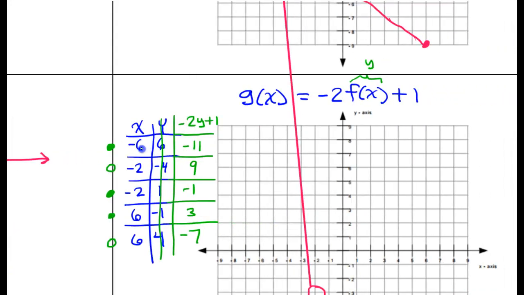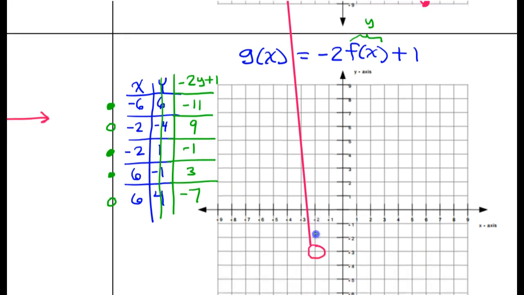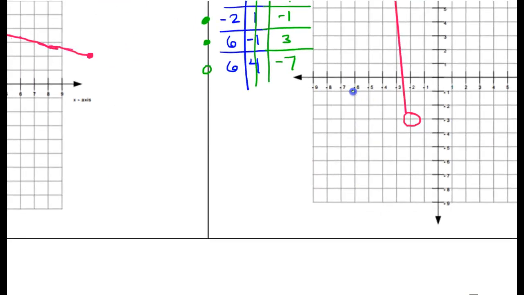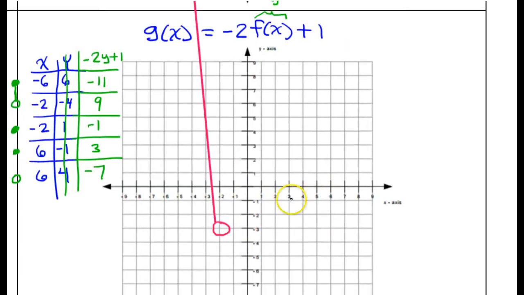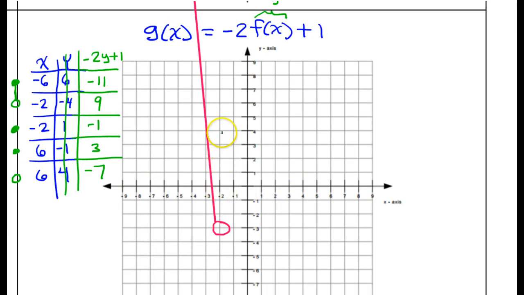Alright, so we have the point -6 comma -11. So this is -9, -10, -11 would be about here. Okay, and I think we said it was closed. Then I have -2, 9 is the other end of this segment. Basically this is a segment right here. So -2 comma 9 is right here. And this is an open circle.